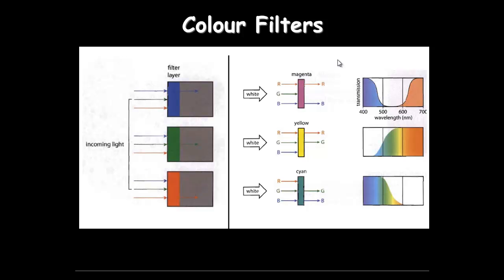Now, if we think of a filter which is a secondary colour, if we had white light coming in, what happens with a magenta filter is it would allow red and blue light to proceed through, and block the green light. A yellow filter would block the blue light but allow red and green to come through, and a cyan filter would block the red light but allow the green and blue light to come through.